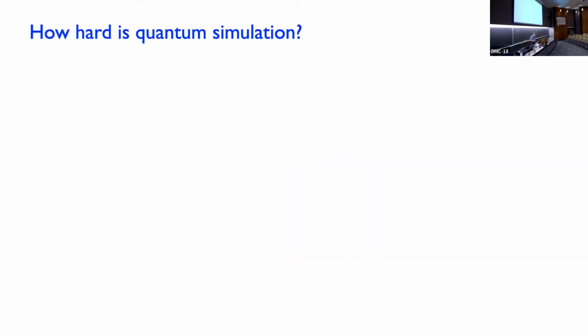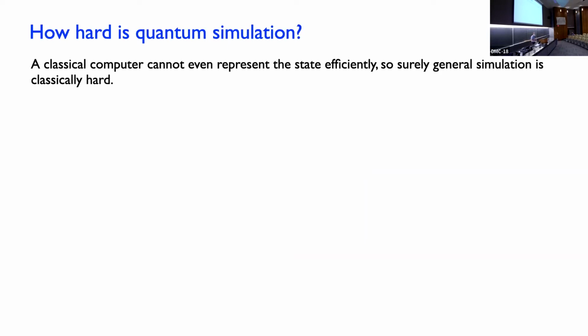So I want to talk a little bit now, before we get into the discussion of explicit simulation algorithms, I want to talk a little bit abstractly about the complexity of quantum simulation. So how hard is this quantum simulation problem? A classical computer cannot even represent the state efficiently. So we might say, surely simulating Hamiltonian dynamics in general is just classically hard, and I think that that's true.